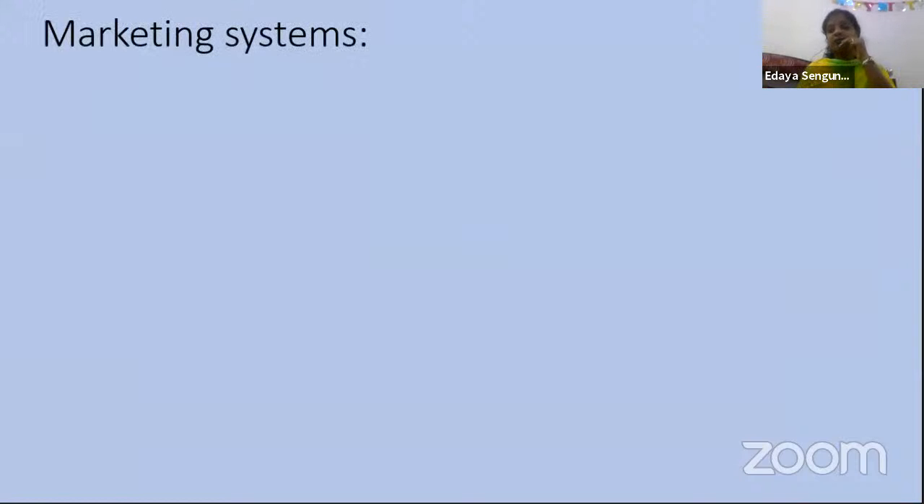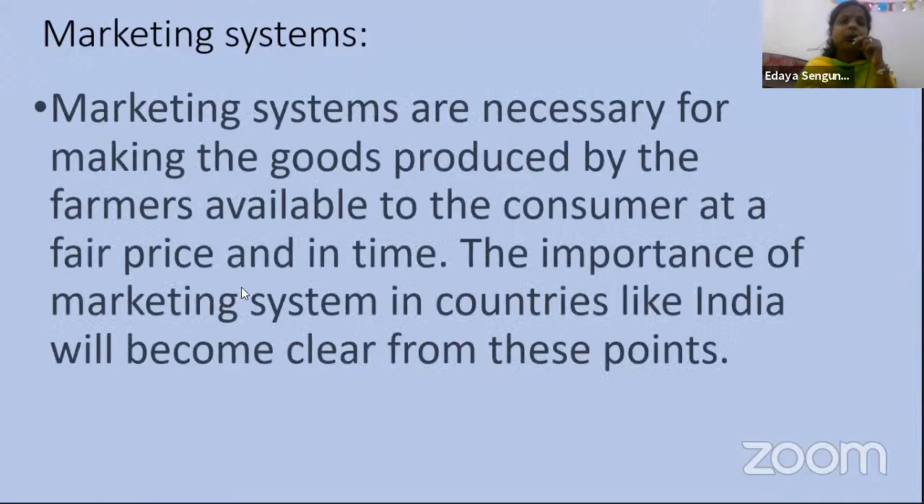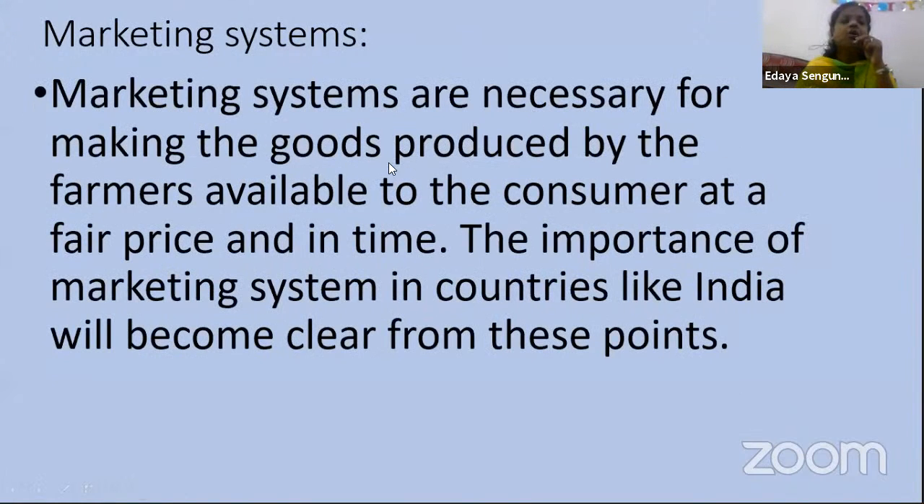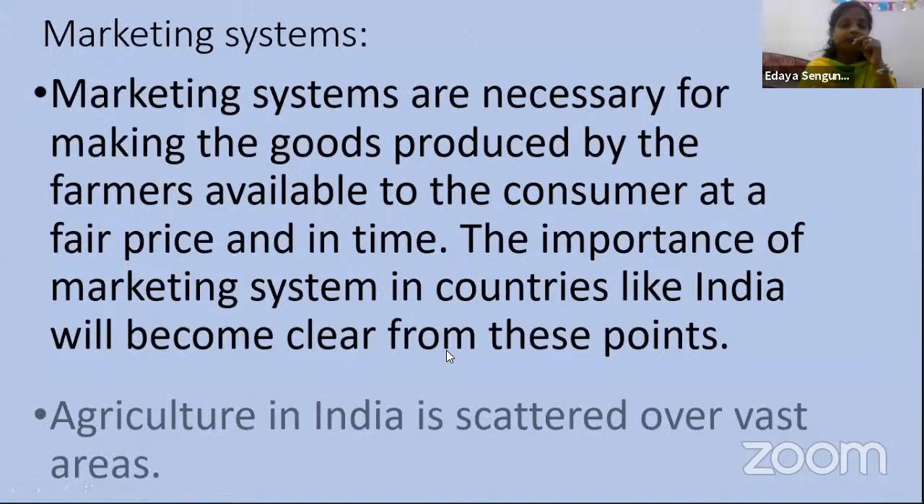Now, marketing system. This is an important thing which helps the farmer to bring his products to the market. Now, how does this marketing system work? Marketing systems are necessary for making the goods produced by the farmers available to the consumer at a fair price in time. Farmers make their products available to the consumer at a fair price on time. The importance of the marketing system in countries like India will become clear from these points. Come on, see which are the points.